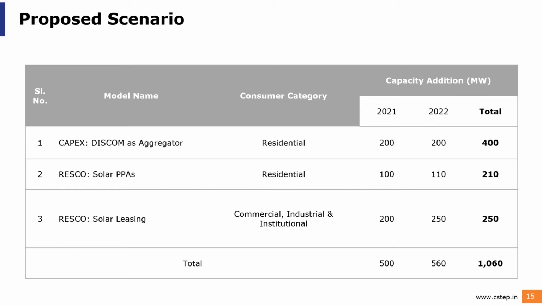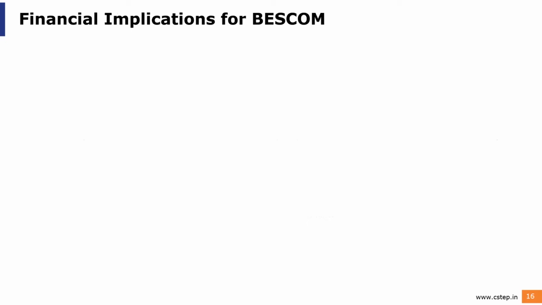Under this model, those consumers can participate who want to adopt RTPV, but they do not have sufficient money to invest. Here we have a strong focus on the residential consumer segment as it doesn't harm Bescom's finances much. Finally, under the third model, the rest, 250 megawatt, is allocated to commercial, industrial, and institutional consumers. Now we will see the financial implications of the proposed approach.